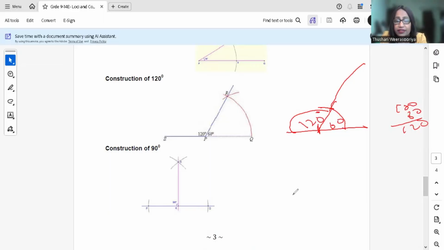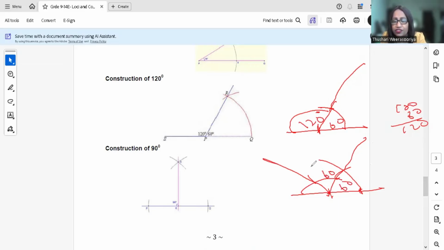There is another method, but I don't recommend this method. A lot of methods are there. Keep the compass point here. Draw an arc. Keep the compass point here. Draw another arc. 60. Now, you can keep the compass here. Draw another arc. And keep the compass point here. Draw another arc. It's like a double decker. 60. We put another 60. There you get 120. Here you have two constructions, but using one construction, we can get this.